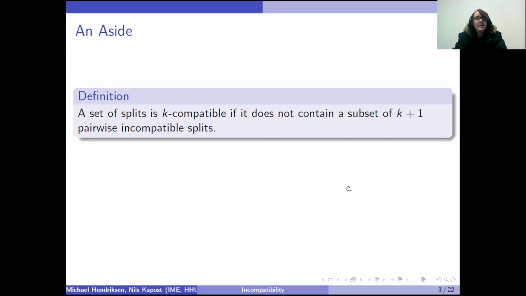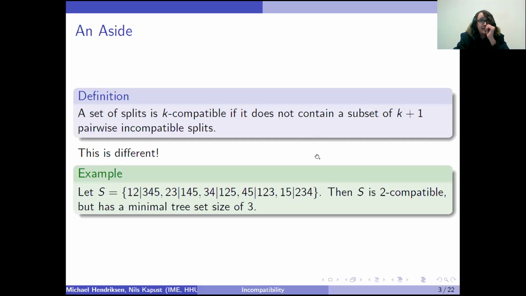I mentioned K-compatibility, which some of you may be more familiar with, in which a set of splits is K-compatible if it does not contain a subset of K+1 pairwise incompatible splits. I just wanted to note that this is a different concept. So for instance, that set that we had earlier is 2-compatible because you can easily find 2 incompatible splits, say the first 2, but you can't find a set of 3, whereas it has a minimal tree set size of 3. So these are 2 different ideas of compatibility or incompatibility.